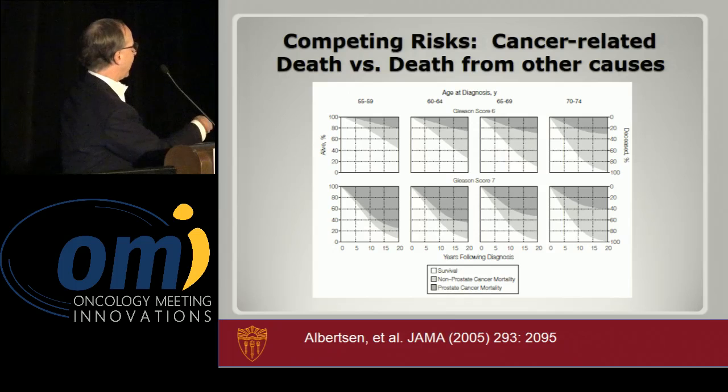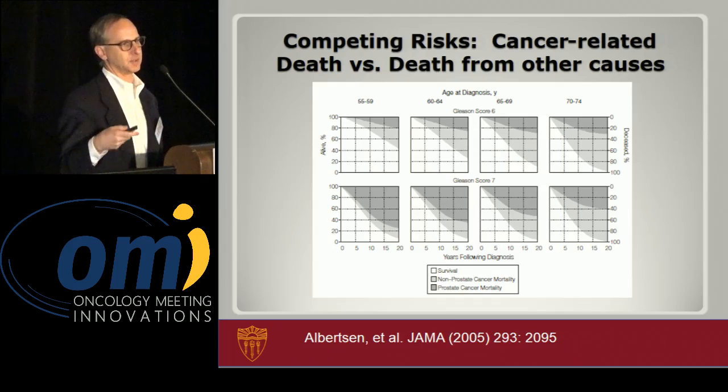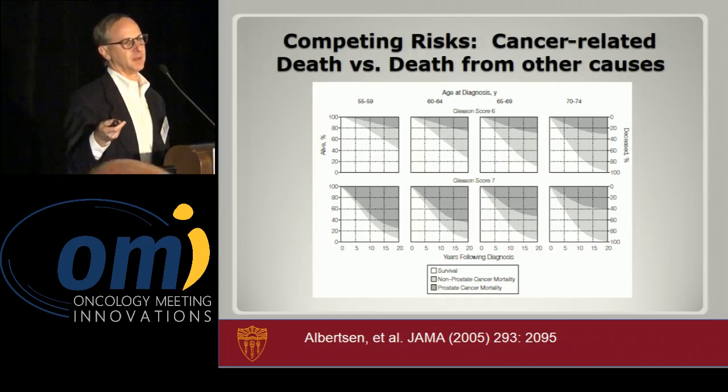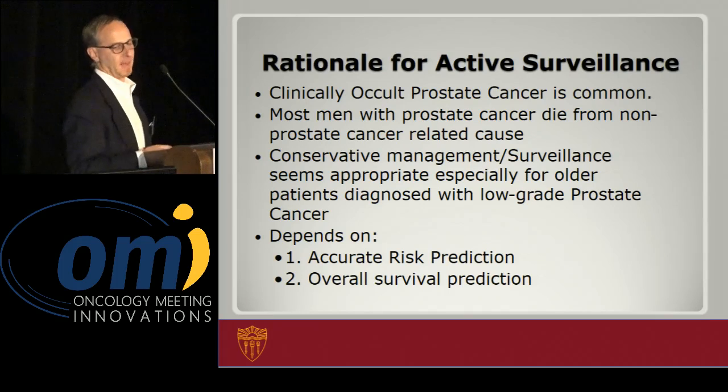So depending on the age, depending on the grade of prostate cancer, the risk of non-prostate cancer death significantly exceeds prostate cancer death, even in these men diagnosed with what might be called clinically significant prostate cancer, or Gleason 6-7 prostate cancer. So again, most men will die from non-prostate cancer causes, and so surveillance seems like an appropriate management plan, but we really have to think about this issue of competing risks.